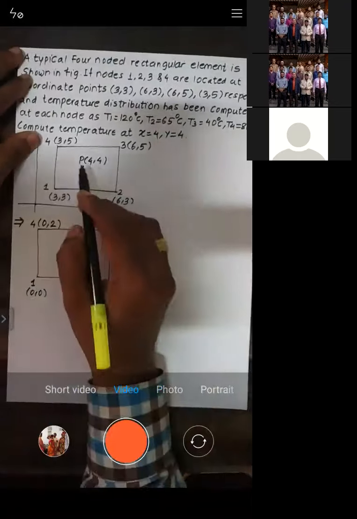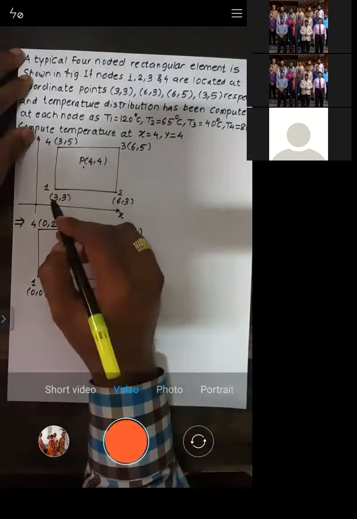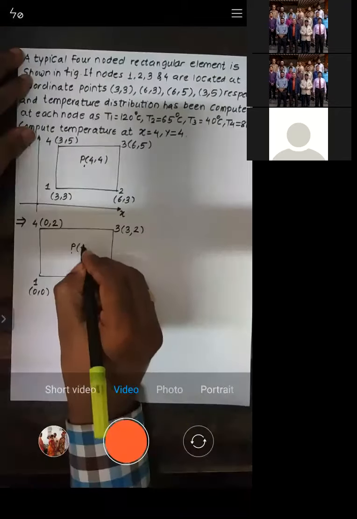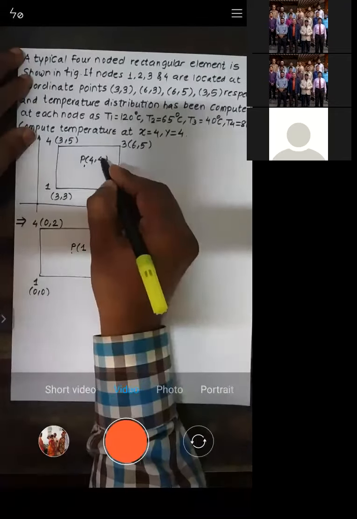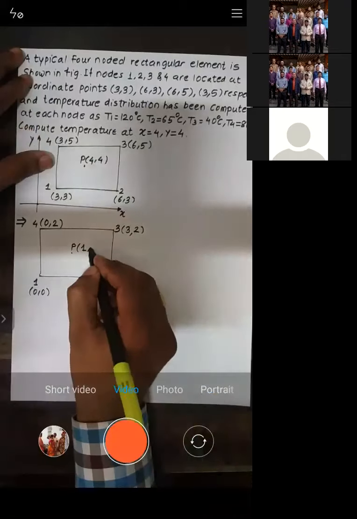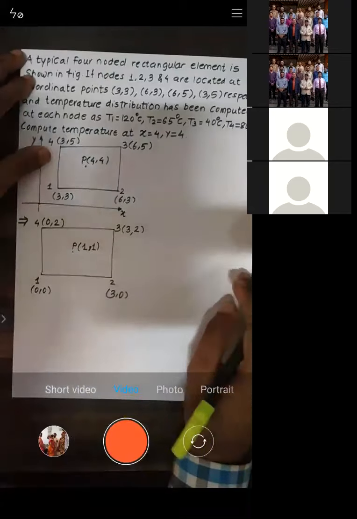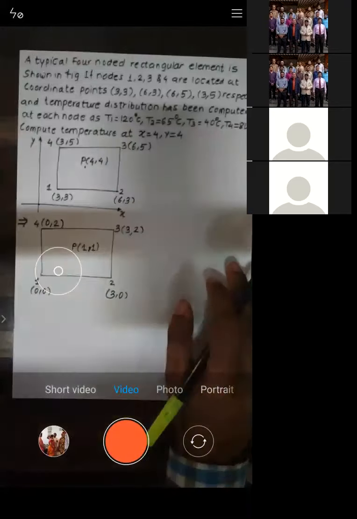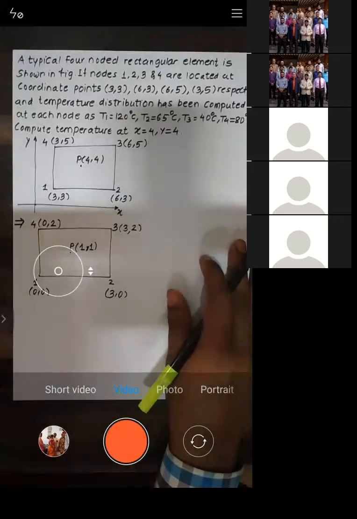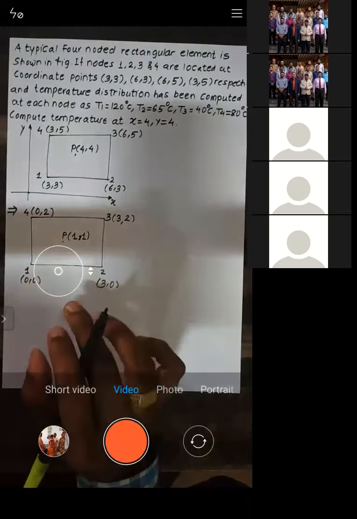Now we need to repeat the same for point P. From this 4 you subtract 3, so this becomes 1. From this other 4 you subtract 3, so this becomes 1 again. Is it okay? Yes, sir. So now we know the coordinates of every node.